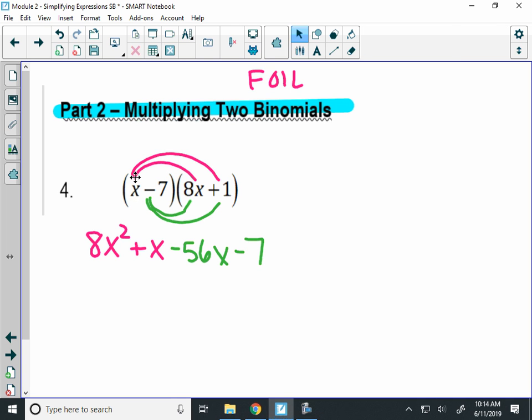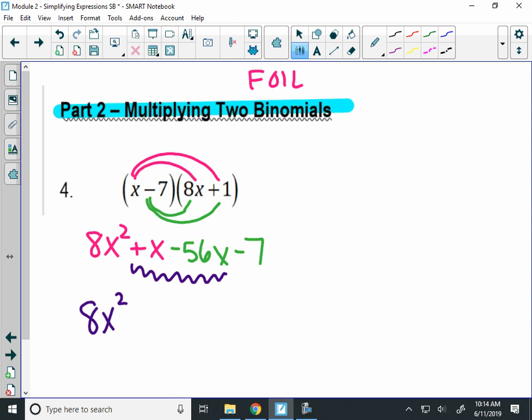Now all you have to do is combine like terms, which looks like just the x's in the middle here. So I have 8x squared, 1x minus 56x is -55x, minus 7. And that's it.